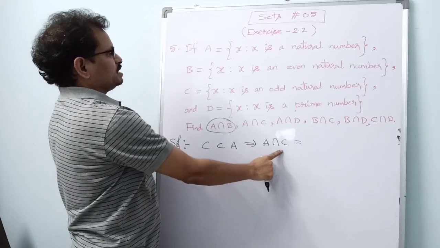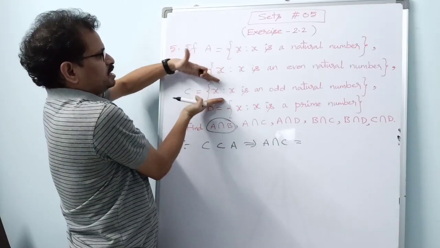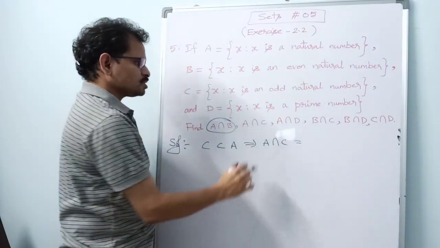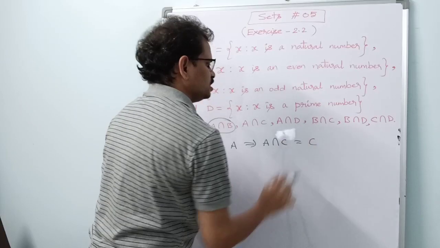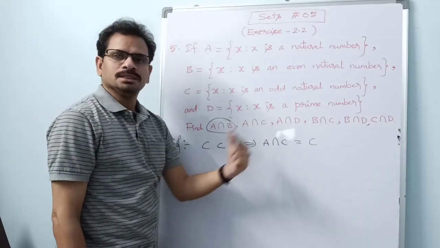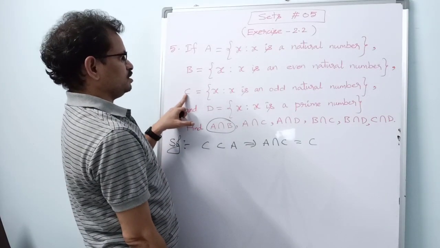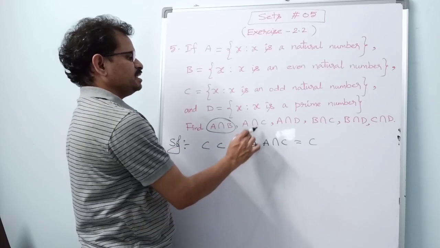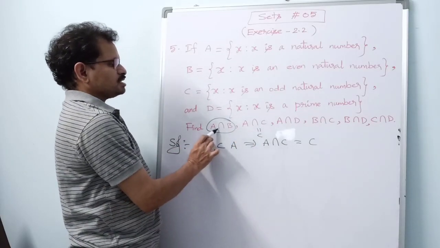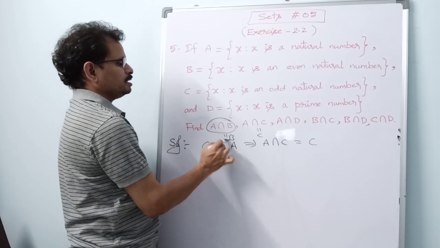Now A intersection C. What is common for this set and this set? Odd natural numbers. So A intersection C is what? C only, from our knowledge. A intersection C equals C. Got it? So simply you can write this one. Now what is A intersection C? This is equal to C. Here what is A intersection B? Previously A intersection B equaled B only.